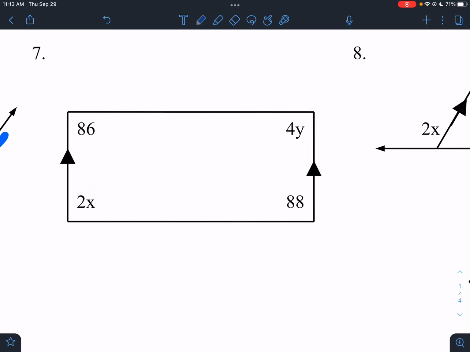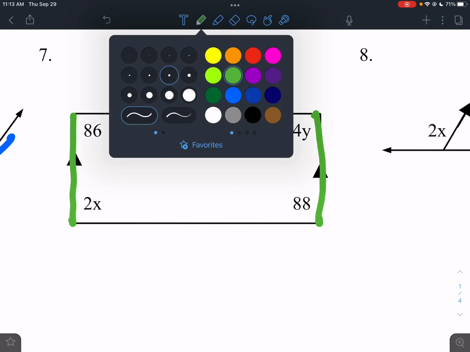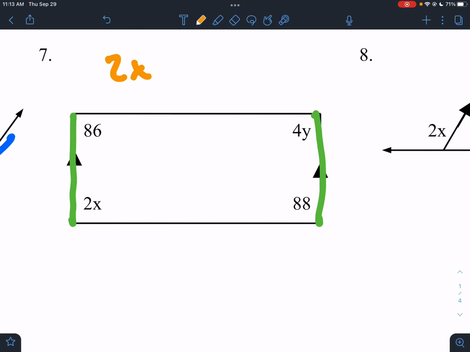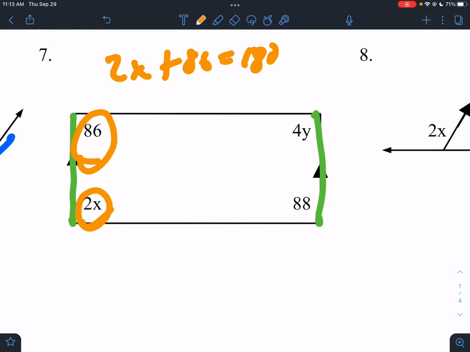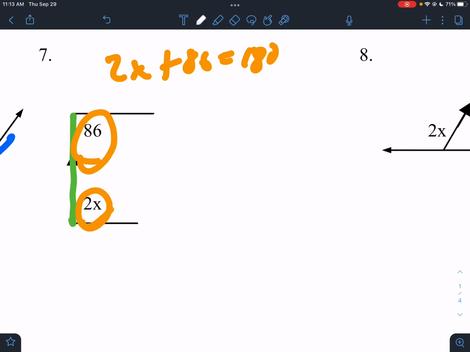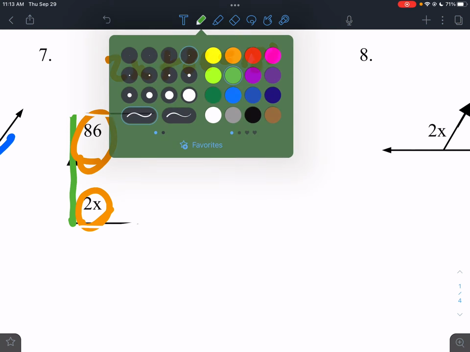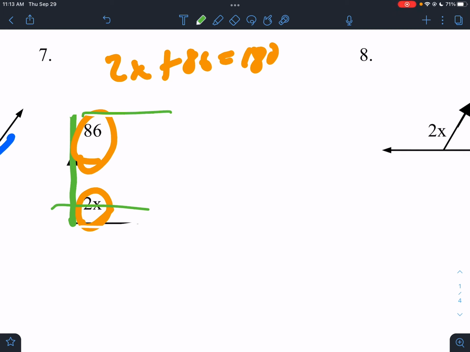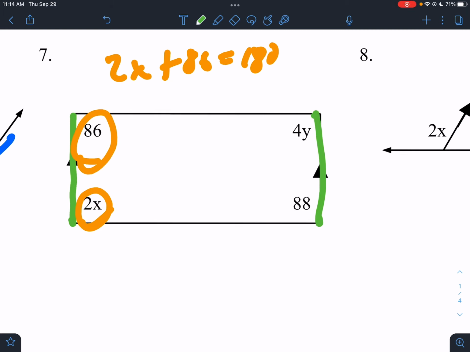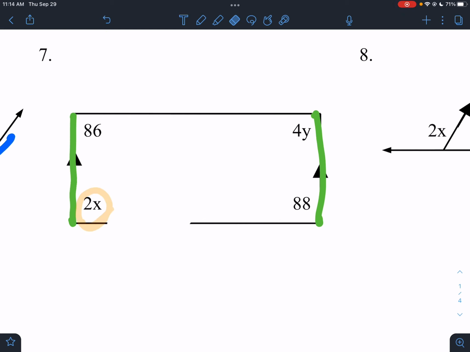Over here, parallel lines. They're left and right. So can I say this? Is this true? 2x plus 86 equals 180. Can I use those two? How many parallel lines are there? Tell me. Oh, Mr. Balin, they look parallel. Does it matter if they look parallel? No, it doesn't. They told us left and right are parallel. That's it. So we can't do that.